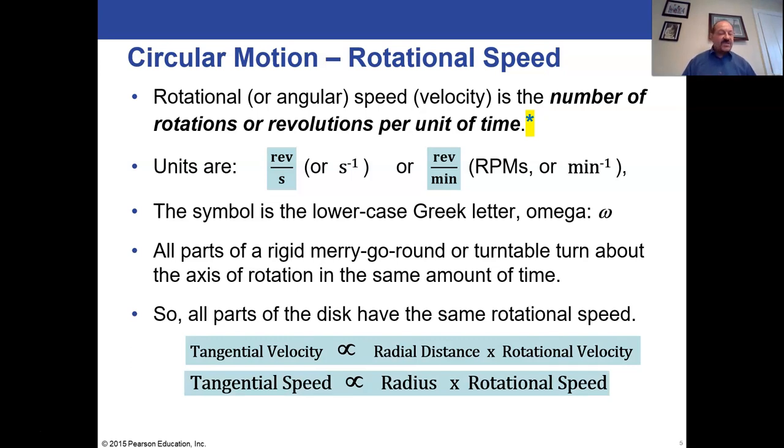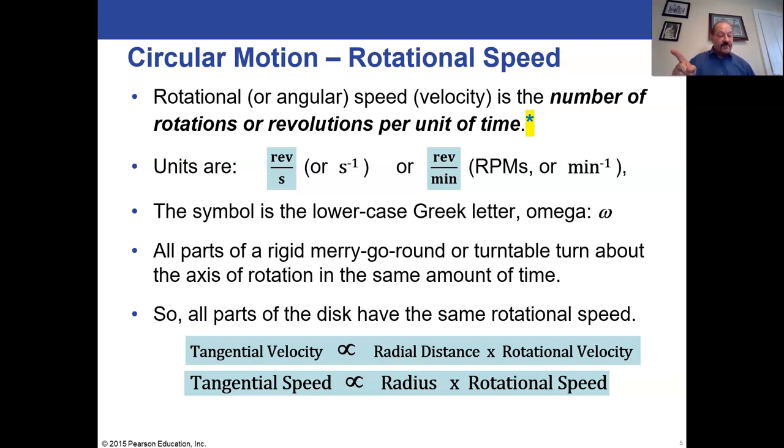Tangential velocity is proportional to both the radial distance, that's just how far you are from the center, or your particular radius, the object's radius, not the radius of the whole circle. It's how far the spinning object is from the circle, times the rotational velocity, how many loops per second, how many loops per minute. So tangential velocity is both proportional to radial distance.